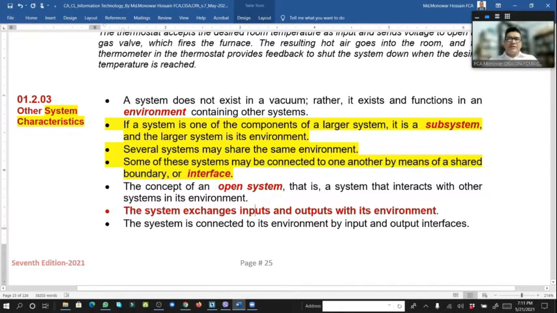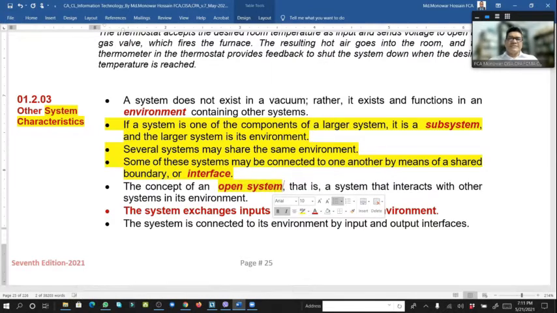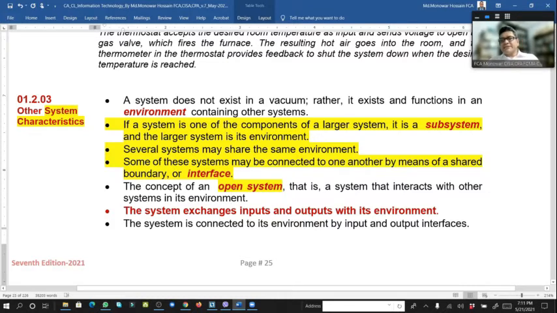The concept of an open system, that is a system that interacts with other systems in its environment. So one thing is open system, another one is closed system. An open system is a system that interacts with other systems in its environment. The system exchanges input and output with its environment. So the system shares input and output within its environment. The system is connected to its environment by input and output interfaces.